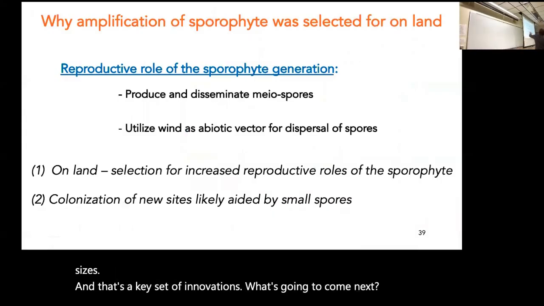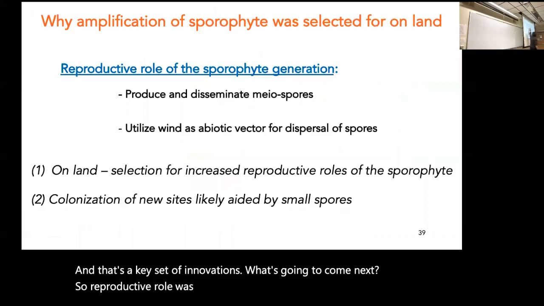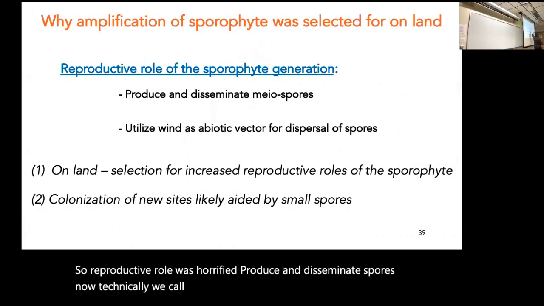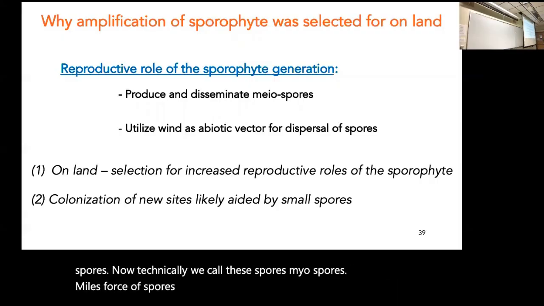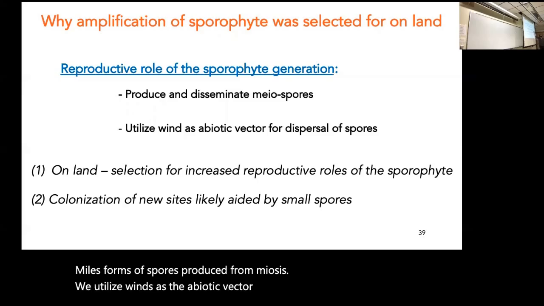So, reproductive role of the sporophyte: produce and disseminate spores. Now, technically, we call these spores meiospores. Meiospores are spores produced from meiosis. Now, we utilize wind as the abiotic vector for the dispersal of spores.